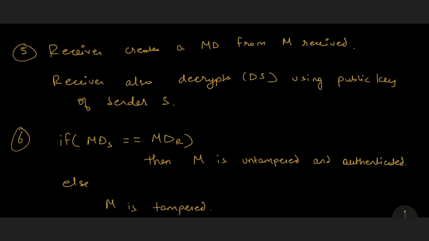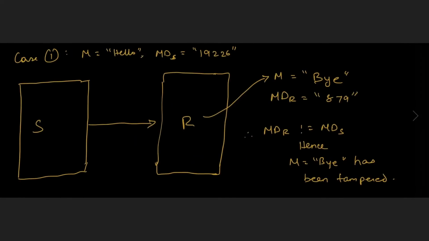Now the receiver checks if the message digest from the sender is equal to the message digest that the receiver created. If that is the case, then we know that the message M is untampered and authenticated. If not, we know that the message M is tampered. Let us now look at two examples of this.